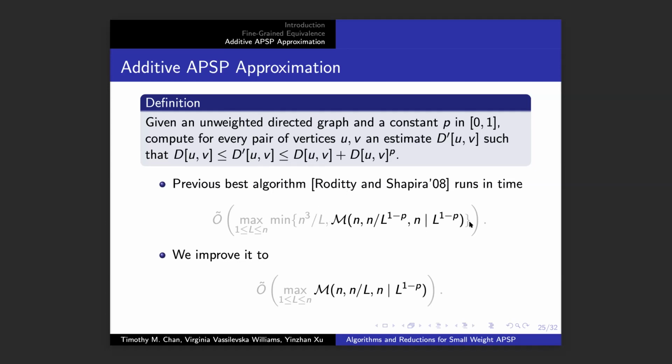Notice that their second term is also a min-plus product, but their inner dimension is n over L to the power of 1 minus p, and our inner dimension is n over L. So our inner dimension is always not larger than their inner dimension. That means our algorithm is actually an improvement, at least for some values of p. And in fact, for the current value of rectangular matrix multiplication, our algorithm is a strict improvement for all p strictly between 0 and 1.